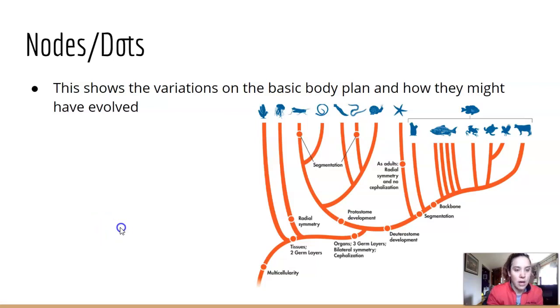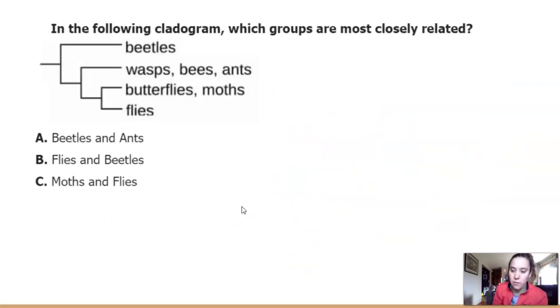Okay, so let's do this together. I actually just snipped this from the internet. But in this following cladogram, which of the following groups are most closely related? So I took something a little bit simple so that we can compare it. So how do we know who is more closely related? We can see here that flies and moths are actually the most closely related, because flies and beetles are many branches and many nodes apart. So we aren't going to say that flies and beetles are. Beetles and ants, there's a lot of branches in there. And so we can say that flies and moths are the most closely related.